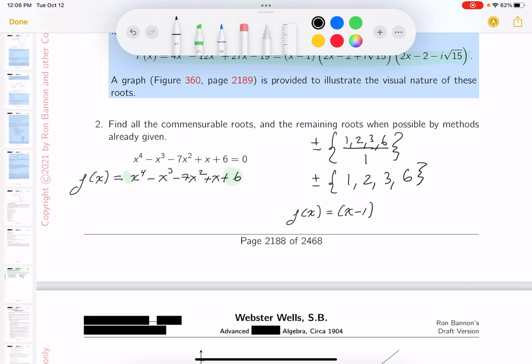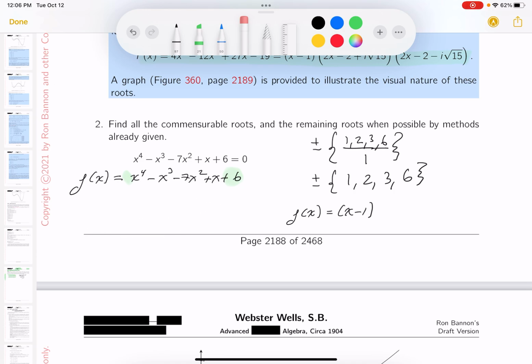Let's try 2. f of 2. What do you get? More difficult though, right? Hey, I hope I don't have to go to 6. 2 to the 4th power, 2 times 2 is 4, 8, 16. Minus 8. Let's see, I'm trying 2, right? So it's going to be minus 7 times 4 is 28, right? Plus 2 plus 6. It's more challenging, isn't it? 8 minus 28 plus 8. Nah, that's not working either, is it? Let me erase that.